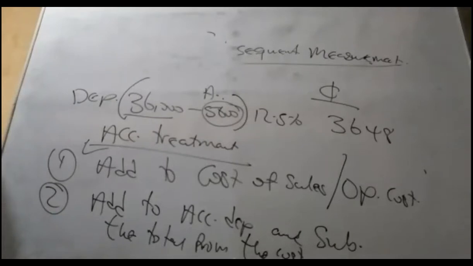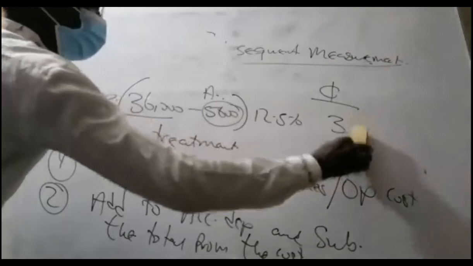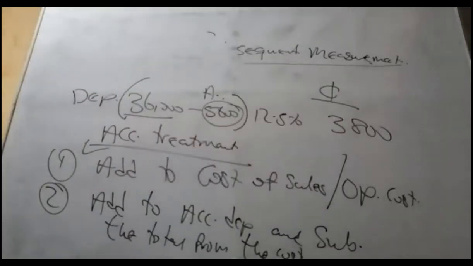And then 10.5%. Okay, so 3,800. Yes. That's why I was looking to the sky, but I've searched and searched and searched. It was not coming. Good. So 3,800. So therefore, what's the accounting treatment? First, add this figure to cost of sales or operating costs. Second, add it to the accumulated depreciation and subtract it from where? The cost of the asset.